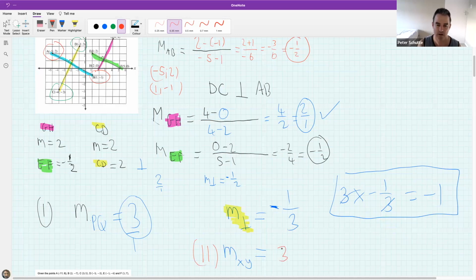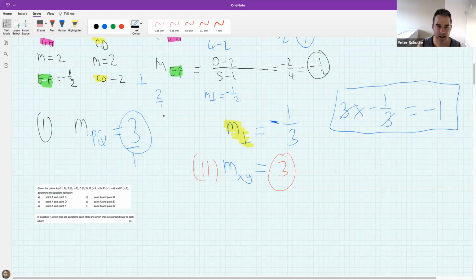Easy peasy, no problem. If lines are perpendicular, they're negative reciprocals in terms of their gradients. If lines are parallel, then the gradients are equal. If you see lines where the gradients are equal, you know they're parallel. If you see lines where their gradients are negative reciprocals, you know they're perpendicular. Now that sounds very wordy, so I don't want you to worry about my words. I want you to see this in action.